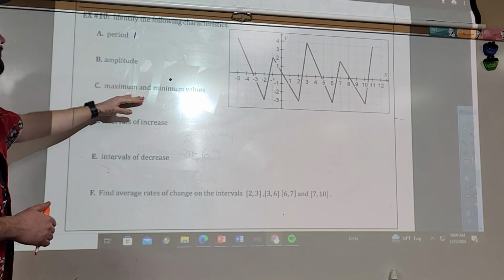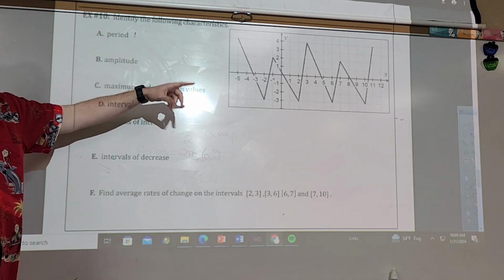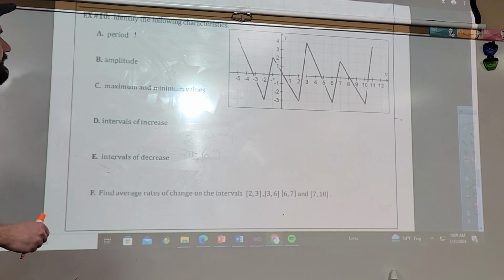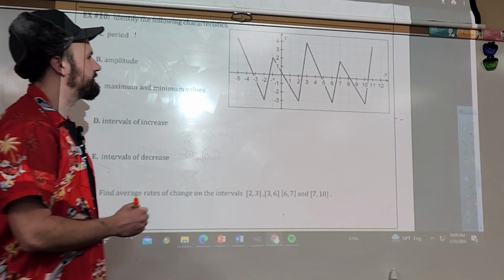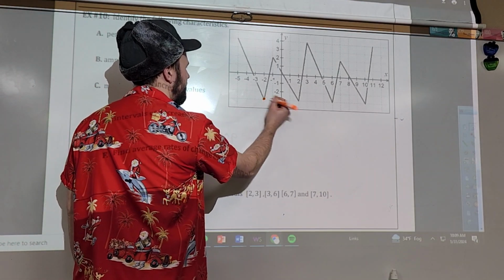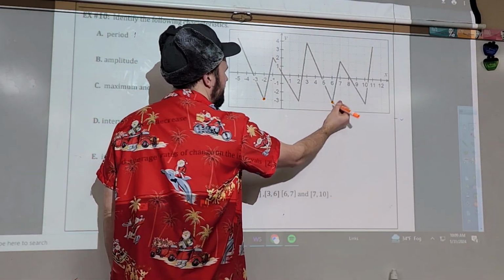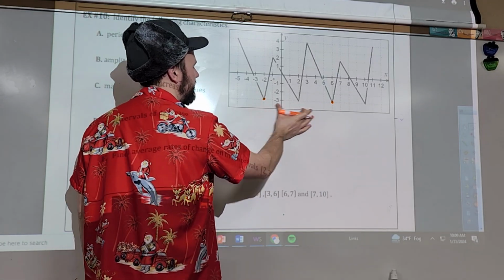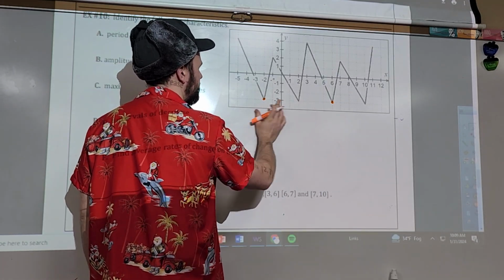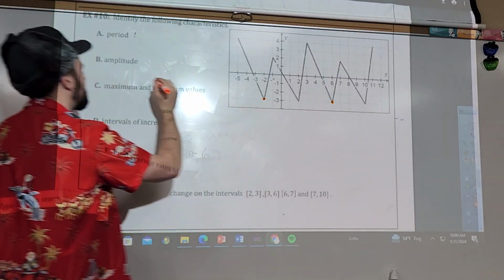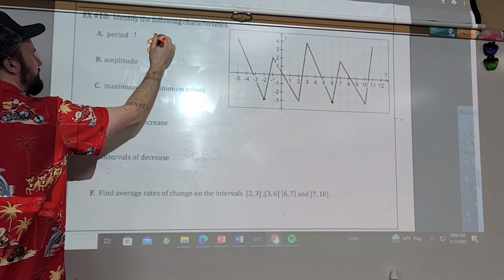What's my pattern on this one? I have like a little bump, big bump, right? So what's W's? Can you guys see this orange? Would you agree from here to here is one period? So what is that? 2, 6, 8.